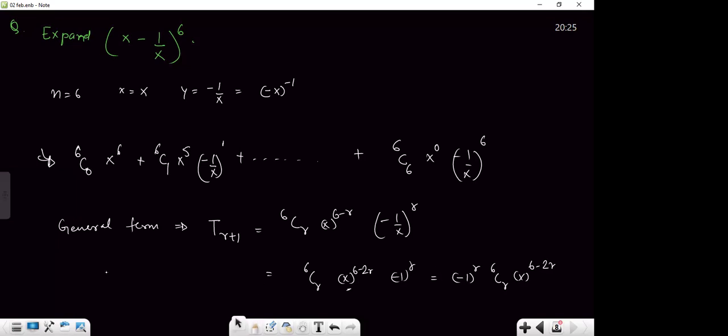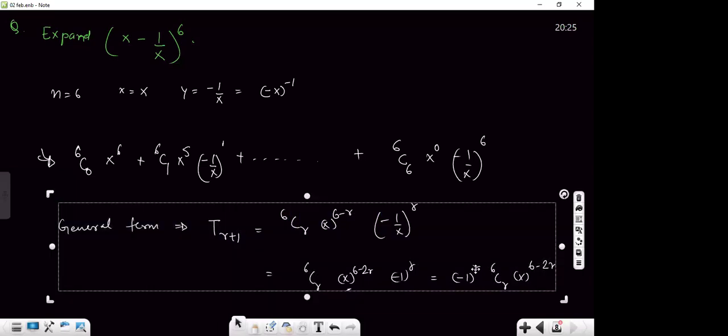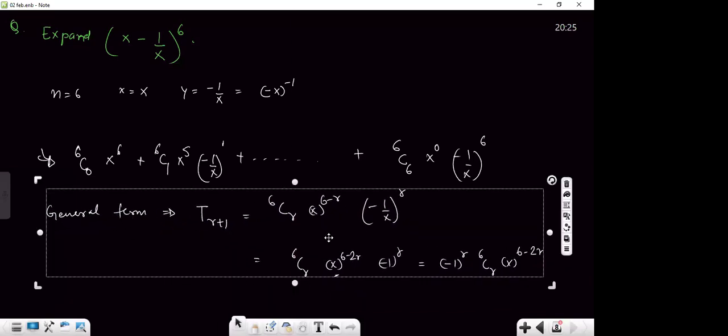Using this general term, you'll be able to find all of the terms. Let's do it for the sake of the example.